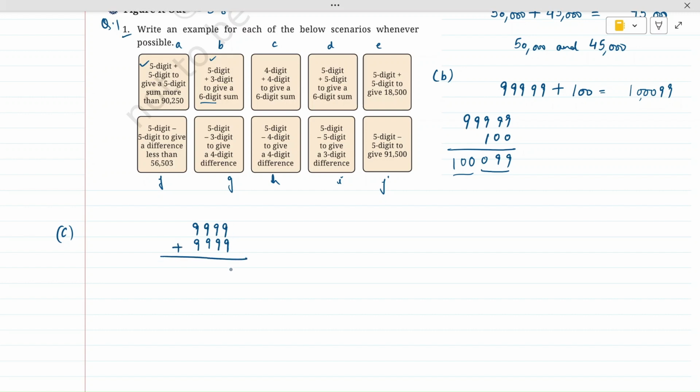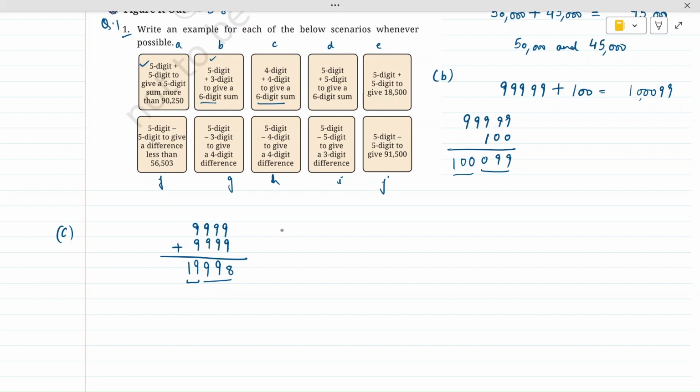This is 9 plus 9, 18, carry 1, so 19. Again 9 plus 9, 18 plus this one, 19, and so on for each digit. And this is a 5-digit number. But we wanted a 6-digit number. So that means even if we take the largest 4-digit number, then also we are not able to get a 6-digit sum.